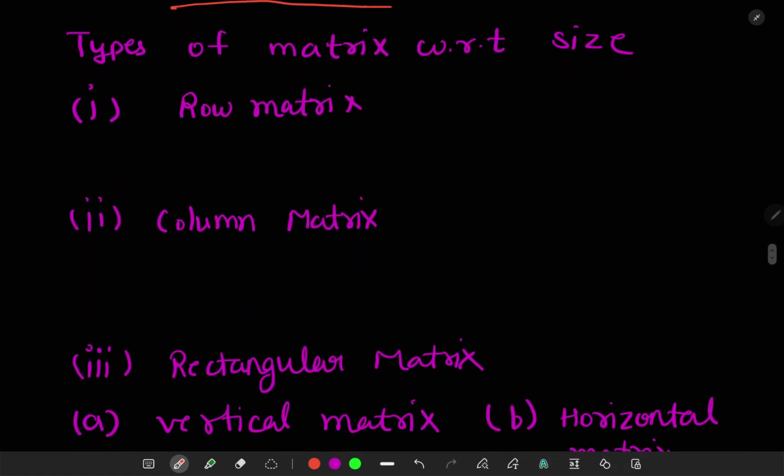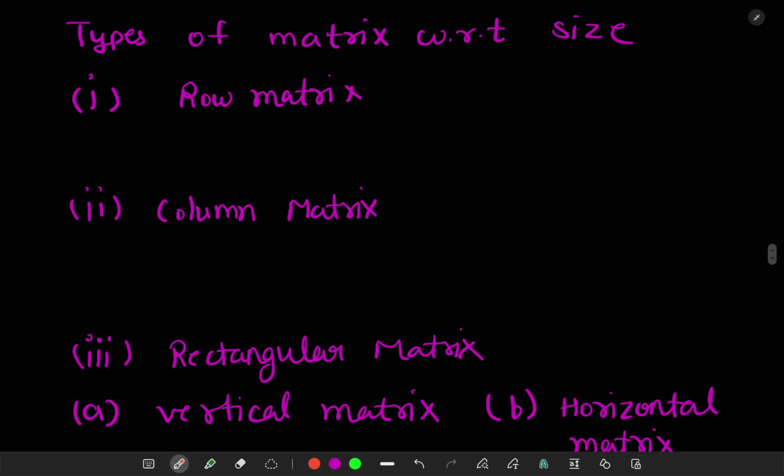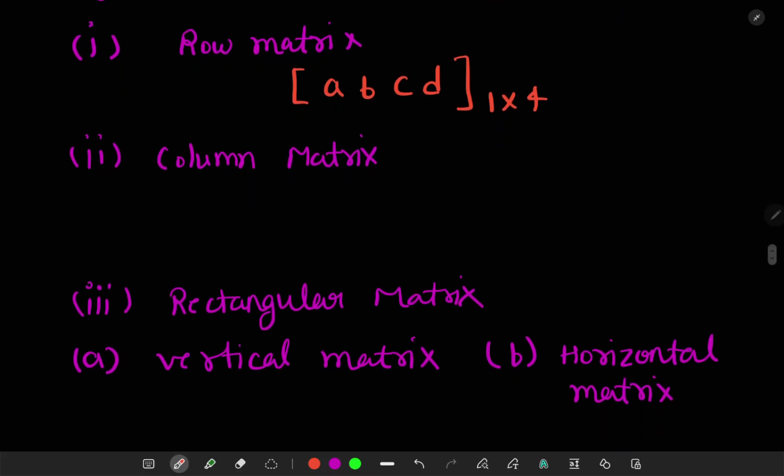Now types of matrix with respect to their size. First is row matrix. This is a basic representation of a row matrix. And second is column matrix. We can write a column matrix like that. This is of order 3 into 1.